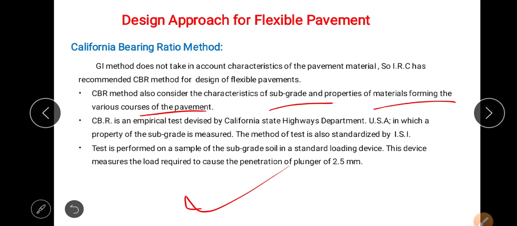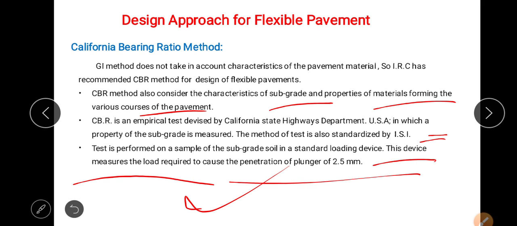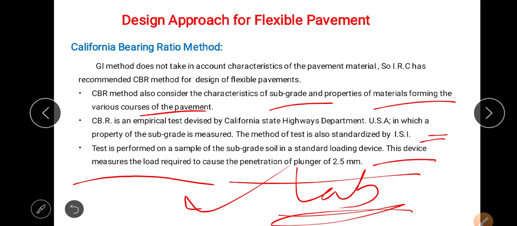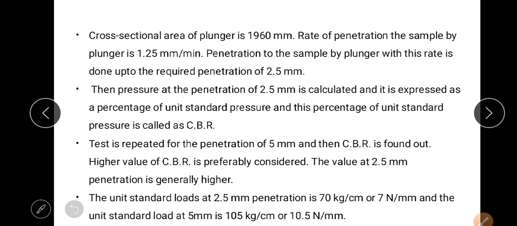CBR is an empirical test devised by the California State Highways Department, USA, by which a property of the subgrade is measured. The method of test is also standardized by the Indian Standards Institute, that is ISI. This is performed on a sample of the subgrade soil in a standard loading device. The device measures the load required to cause the penetration of a plunger of 2.5 millimeter. This we have already studied in the virtual lab. However, we will see the summary of this method, which may be implemented for the design of flexible pavement.